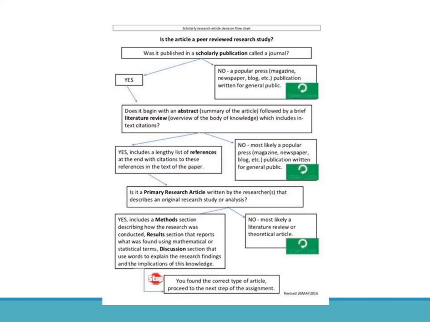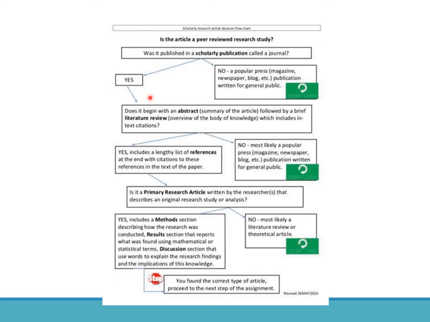If you're trying to decide if an article is a peer-reviewed research study, I think this infographic is kind of helpful. The first thing you want to look at is whether it was published in a scholarly publication. If it was not, then maybe it's popular press, written for the general public. If it was published in a scholarly publication, that's a good step. So then you move on.